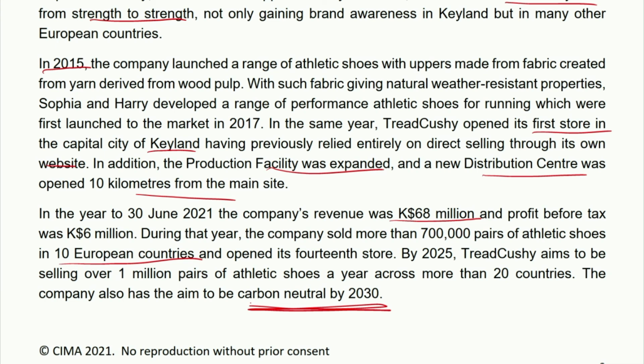We've opened our 14th store. Be interested to see where they are, but they may well be in all those European countries. So we've got a reasonable infrastructure as far as physical shops are concerned, but as I say, I bet we've still got the majority of our sales going through the internet, but we shall see.